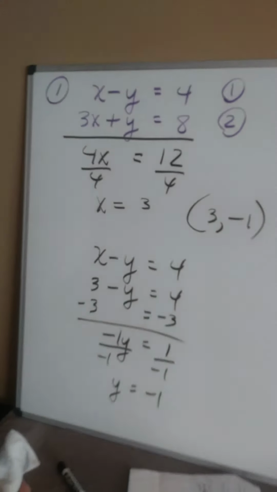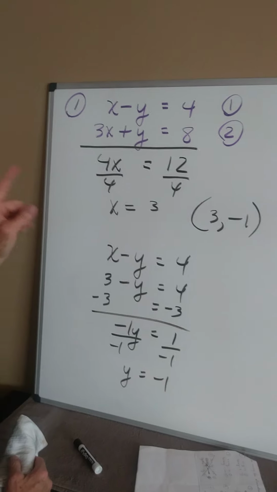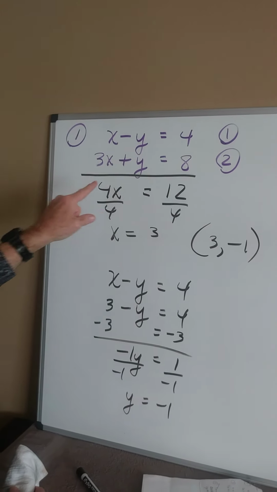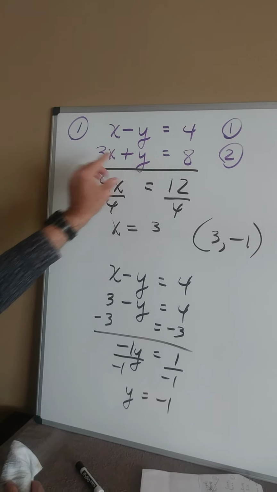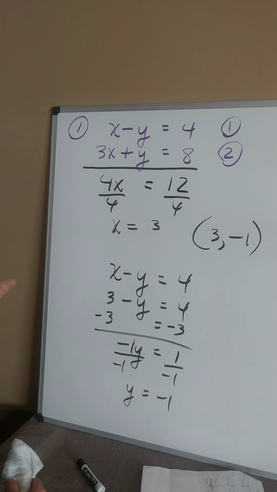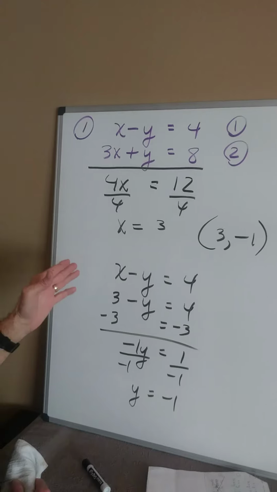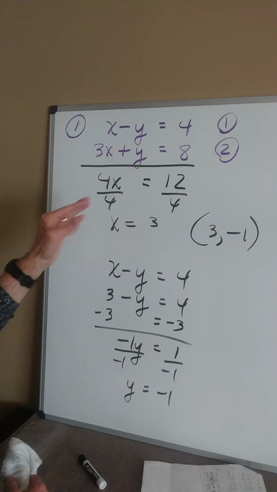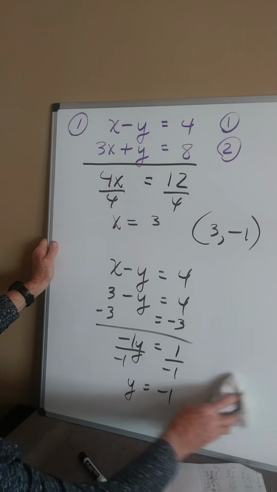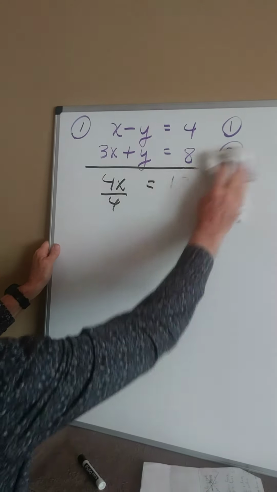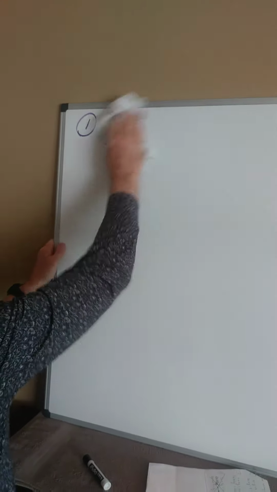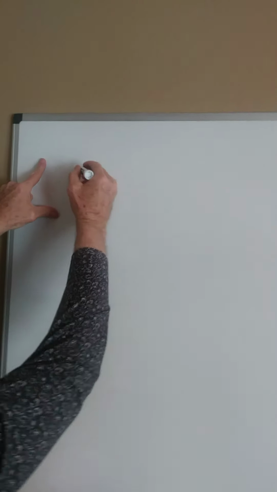Now again, what was nice about number 1, as soon as the system was written down, we noticed that the coefficients of y were opposite. And that is what you want to have, either with your x terms or your y terms. Now when we go to number 2, we're not going to see that situation. We're going to climb the ladder just a little bit. Let's go to number 2, and here it is.